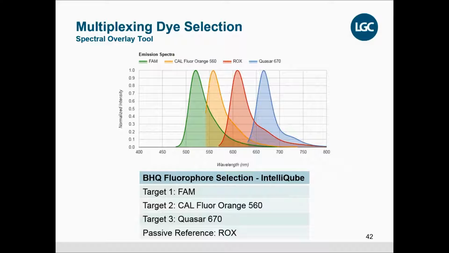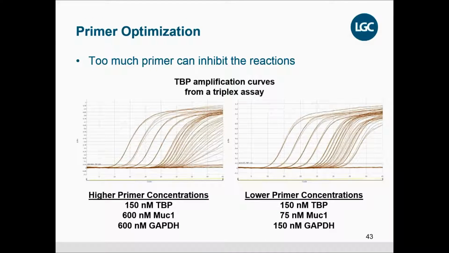So for our multiplex example, we chose to use 3 targets and a passive reference dye. So we were utilizing 4 of the 5 channels on our IntelliQube. Target 1 was FAM, target 2, Cal Fluor Orange 560, target 3 was Quasar 670, and our passive reference was ROX.